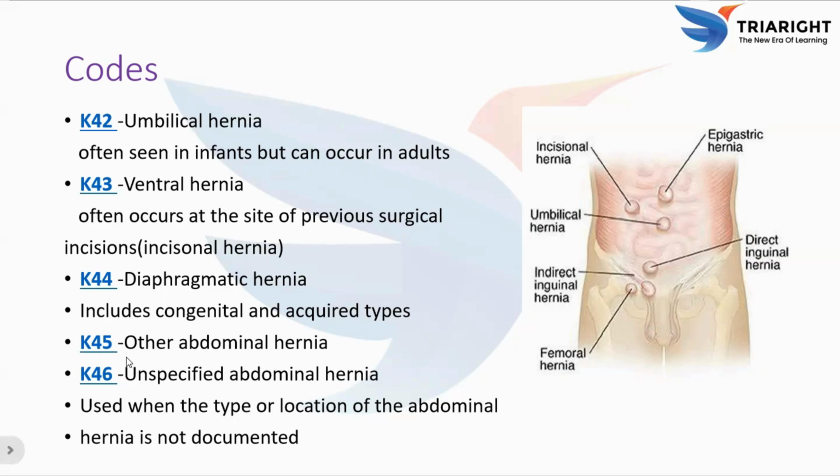And coming to K45, the other abdominal hernia. Other than the above mentioned hernias, if any other abdominal hernia is diagnosed, just give the code K45 specifying other abdominal hernia. These do not fit in the above categories, such as epigastric or parastomal hernias. And K46, unspecified. Whenever the type or location of the abdominal hernia is not documented, just give this K46 code. Right?